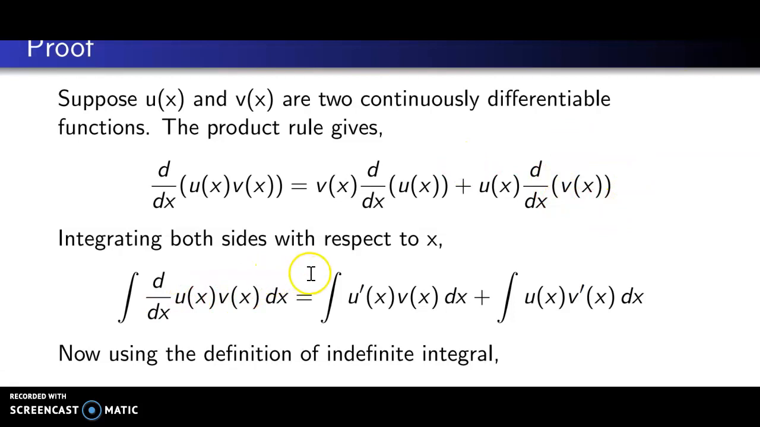Now let's take the antiderivative of both sides of this equation. If I take the antiderivative of what I have here on the left, I will get the antiderivative of u(x) times v(x) dx, and that is going to be equal to the antiderivative of u prime of x times v of x dx plus the antiderivative of u of x times v prime of x dx.